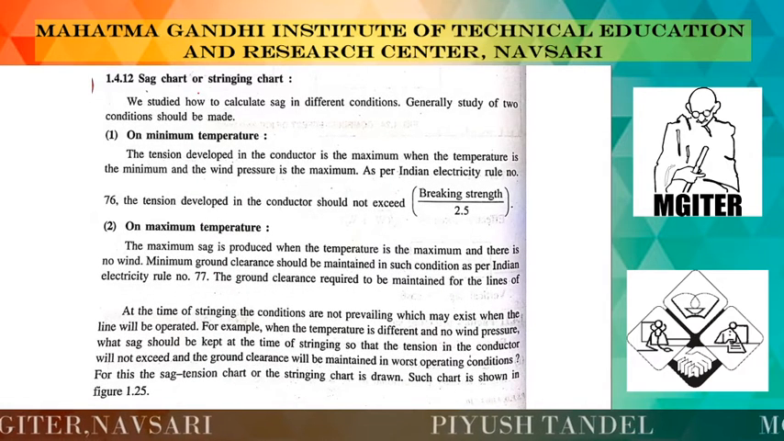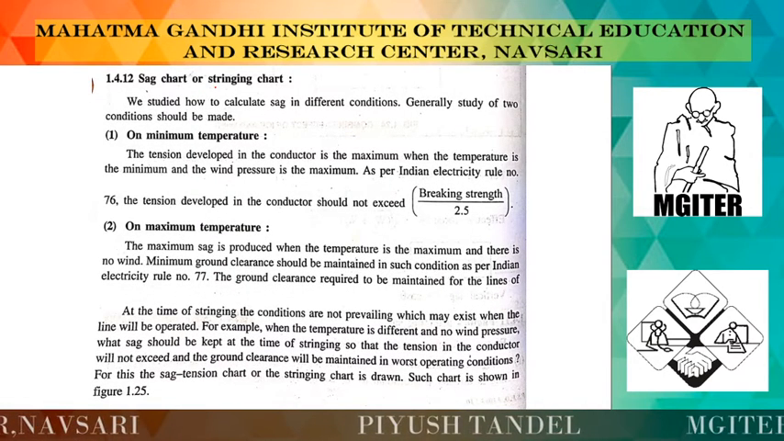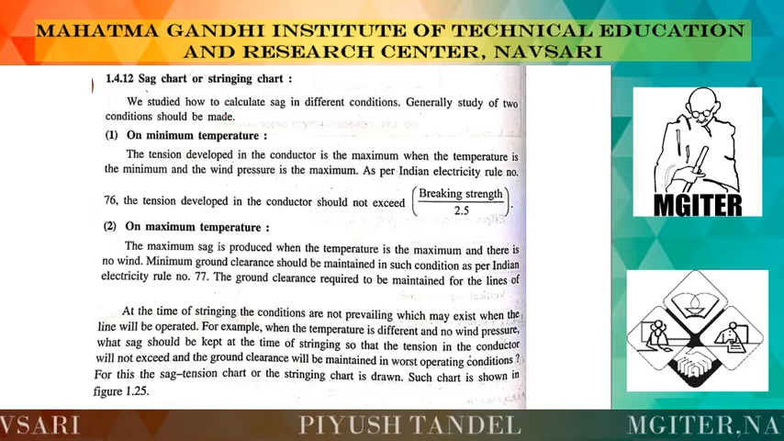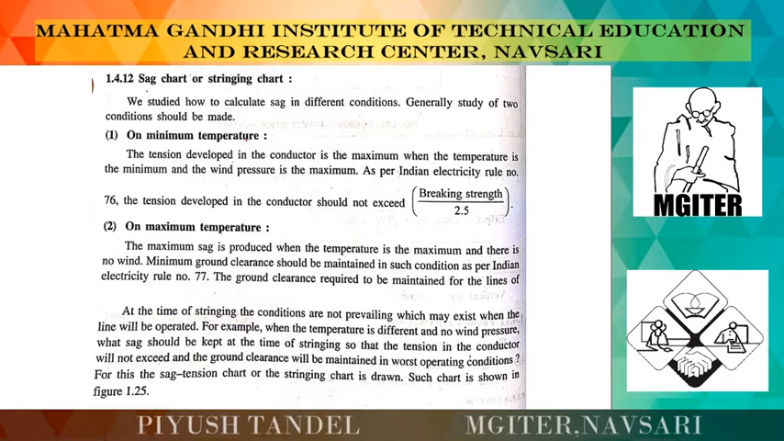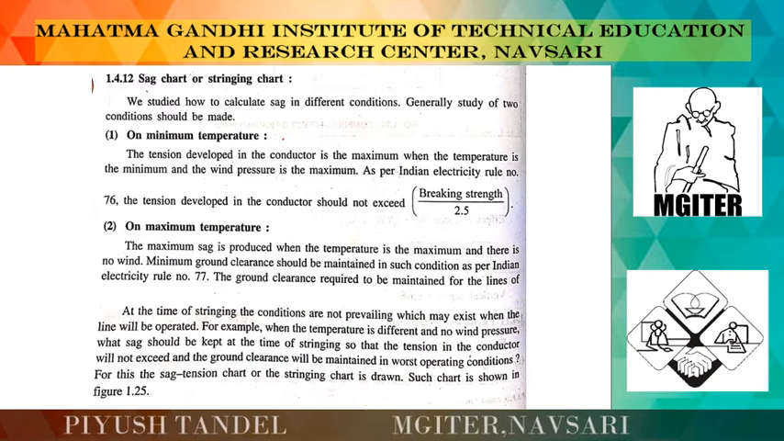Now next one, that is the sag chart or stringing chart. So we studied how to calculate sag in different conditions. Generally we study two conditions, that is minimum temperature and maximum temperature.